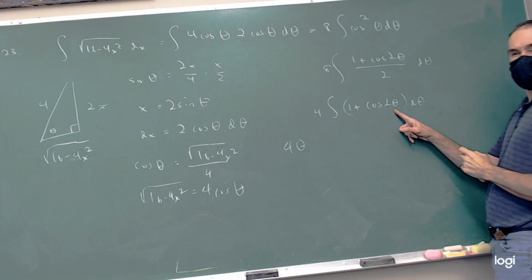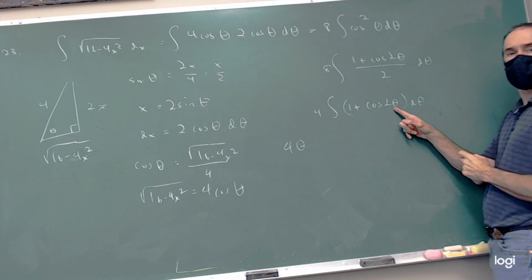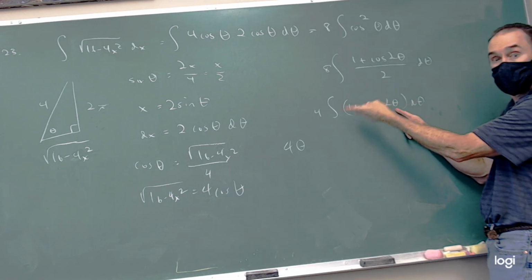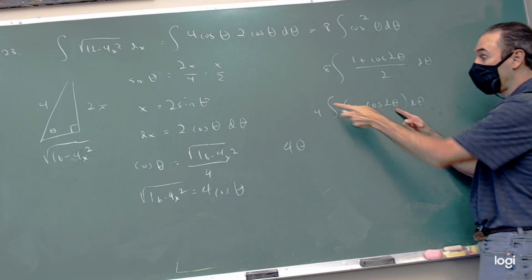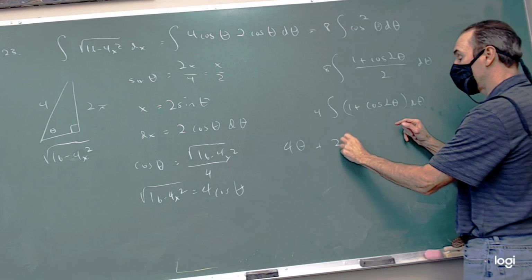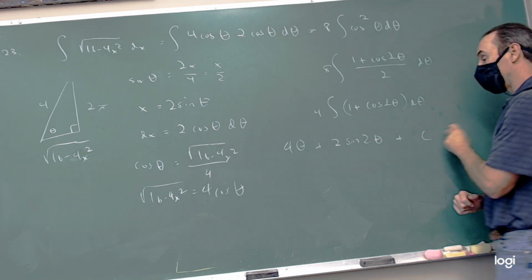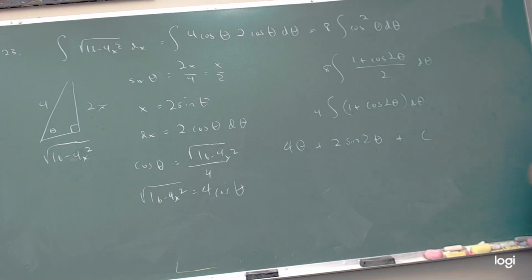We can maybe do a u substitution in our head. u is 2 theta. So the integral of this is going to be a sine 2 theta with a 1/2 in front. The 1/2 will multiply the 4 and be 2 sine 2 theta, plus C.